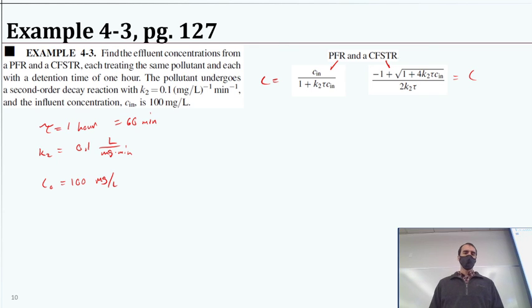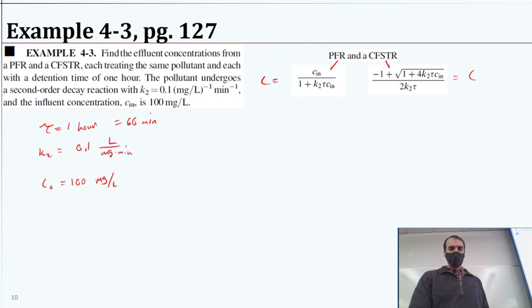Okay, so these I think are just plug in the numbers. The one caveat I see as I was writing some stuff down is that our tau was given in 1 hour, but our K is given in per minutes. So it should probably convert tau to 60 minutes. And I think it's just putting the numbers into the equations then.